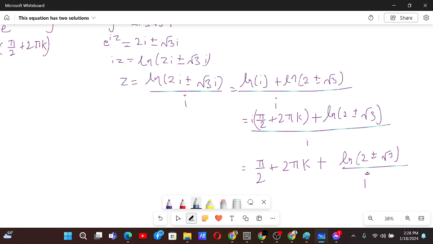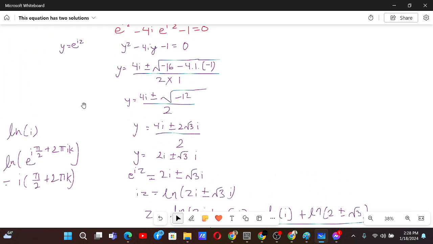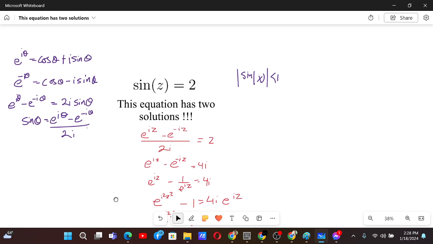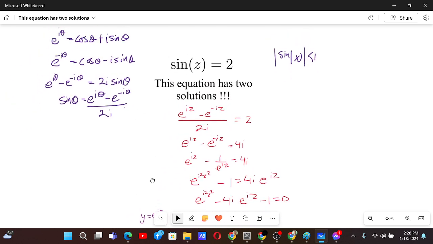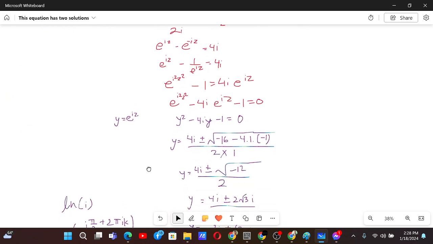So basically, I said there will be two solutions. For the principal value, k goes to 0 and we will just have two solutions, one for plus and one for minus. But for others there will be infinitely many solutions if we are not considering the principal value, because we can vary k, and so the solution will vary. So in this way we have solved the equation sin z equals 2, and I hope you enjoyed the solution. This was basically the complex solutions.